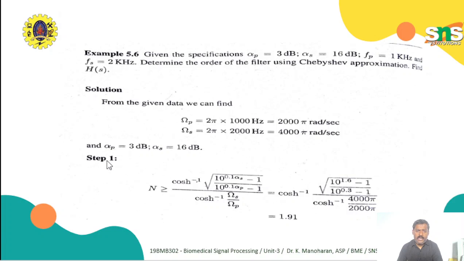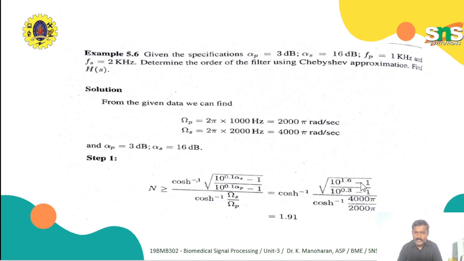Now we have alpha p and alpha s, this is 3 dB and 16 dB. Now we can find n. So n is greater than or equal to cosh inverse of the square root of (10 power 0.1 alpha s minus 1) divided by (10 power 0.1 alpha p minus 1), whole divided by cosh inverse of omega s by omega p. Just substitute the values. So for alpha s, 16 dB, 16 into 0.1 is 1.6.